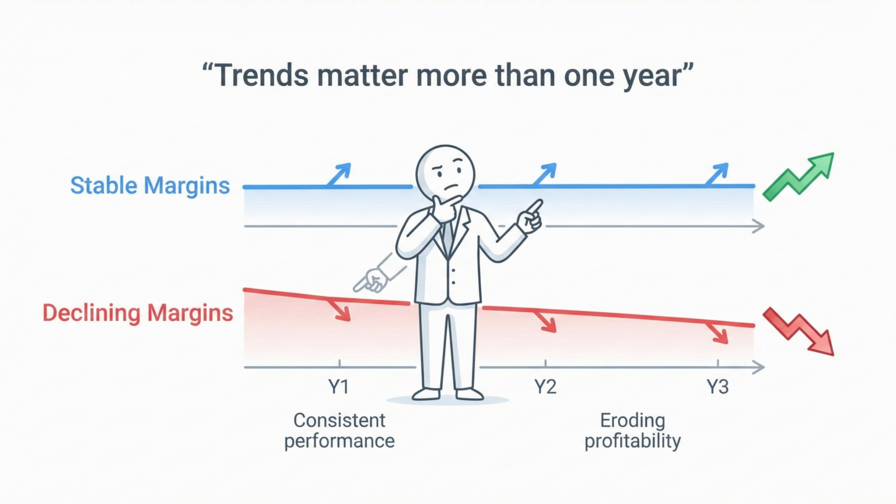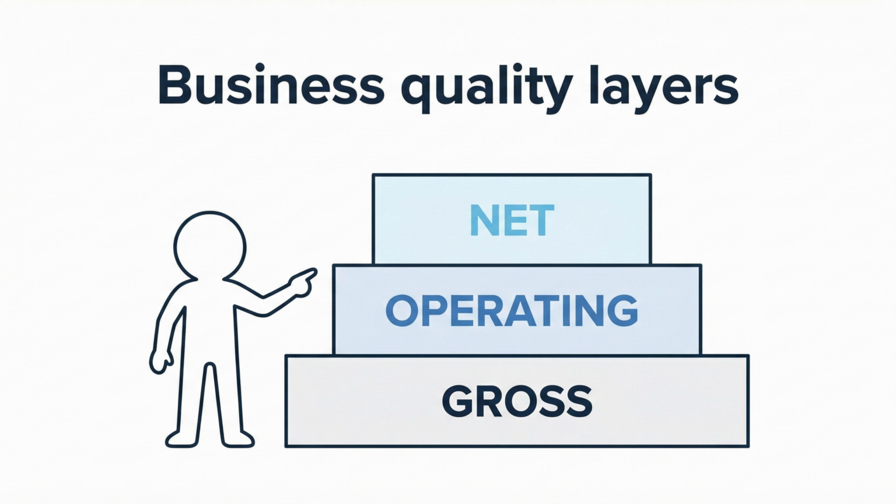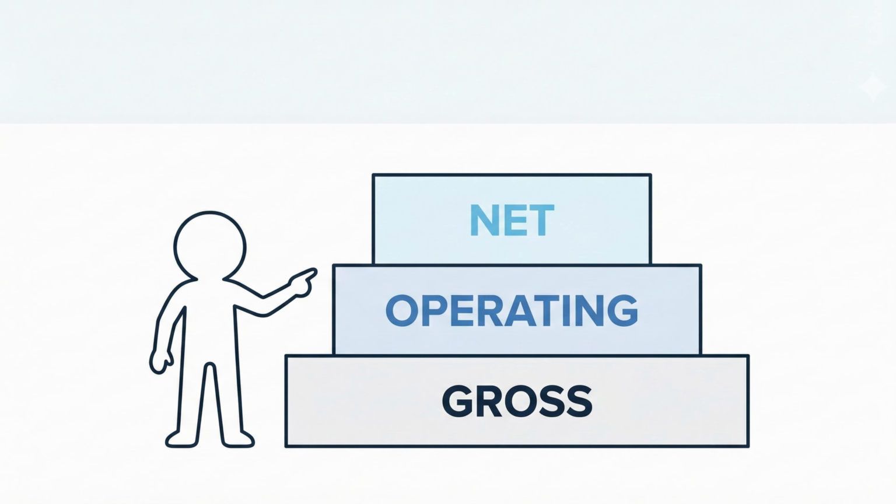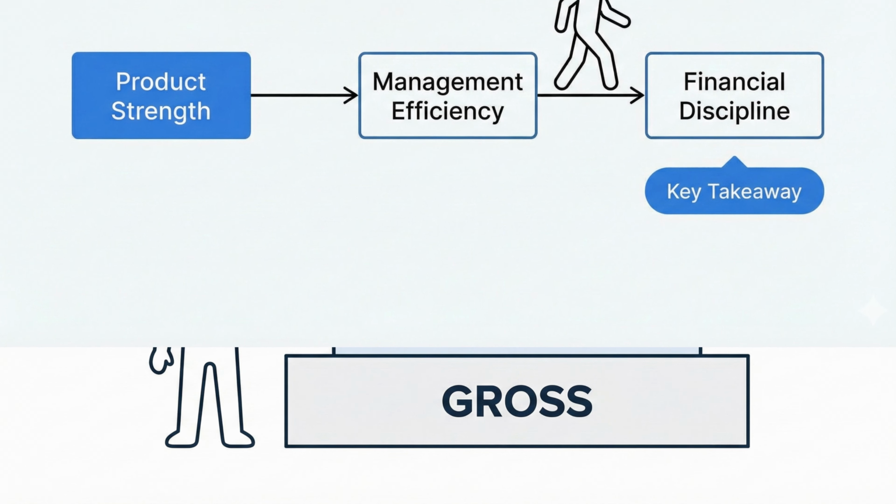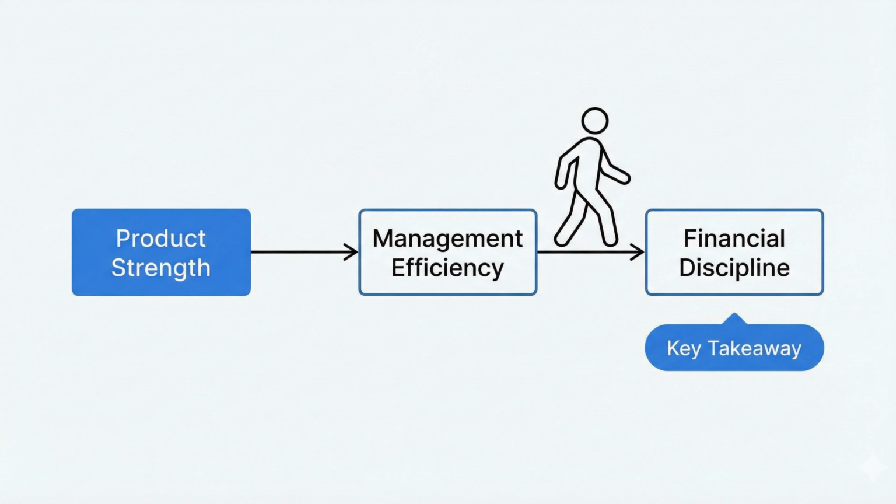Final takeaway. Think of profit margins as layers. Gross margin shows product strength, operating margin shows management efficiency, net margin shows financial discipline. If even one layer is weak, the business becomes vulnerable. Understanding these margins is the foundation of long-term investing.